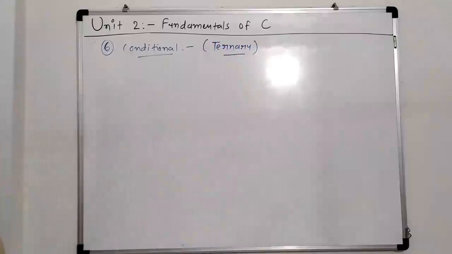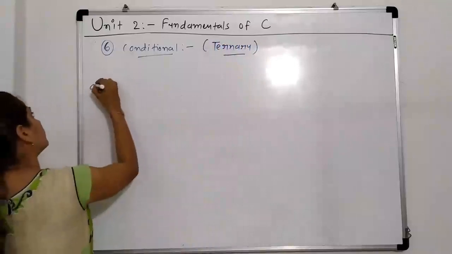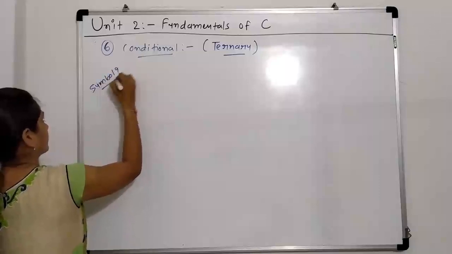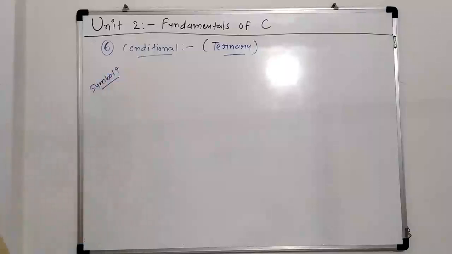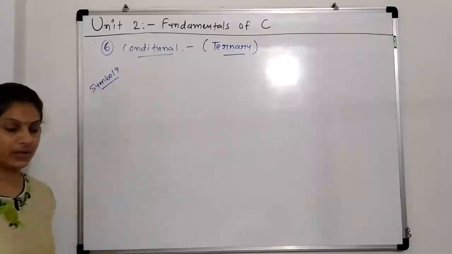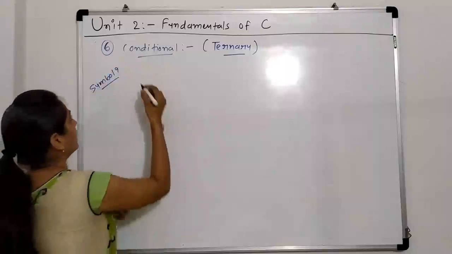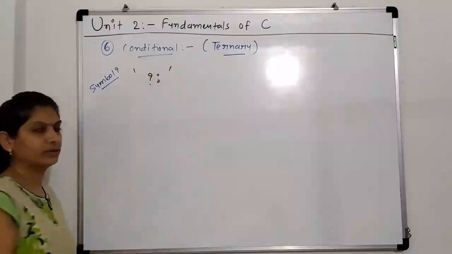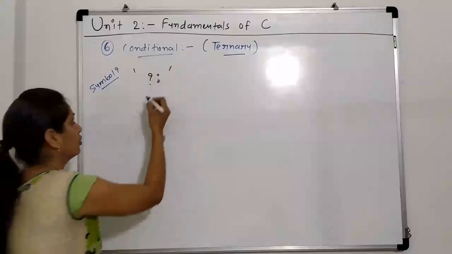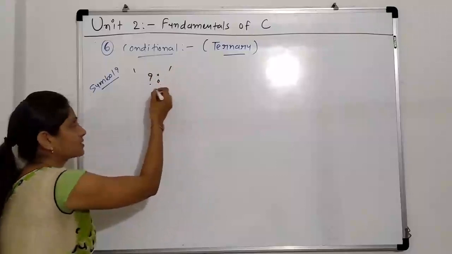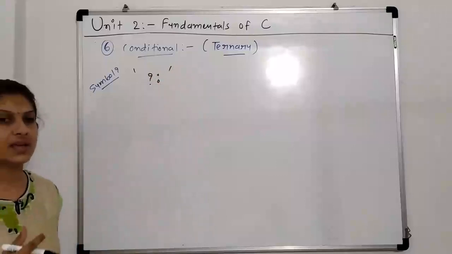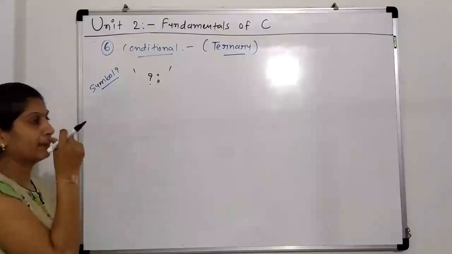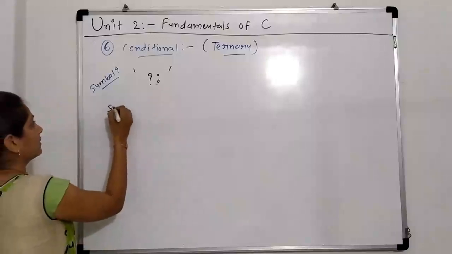Why is it known as ternary? Let us start with first the symbol. What is the symbol for using the conditional operator? The symbol is question mark and then colon. We have to write these two symbols not separately, but together like this.